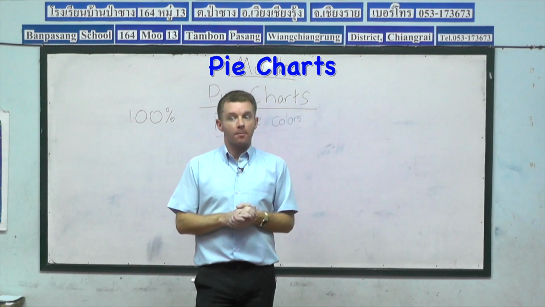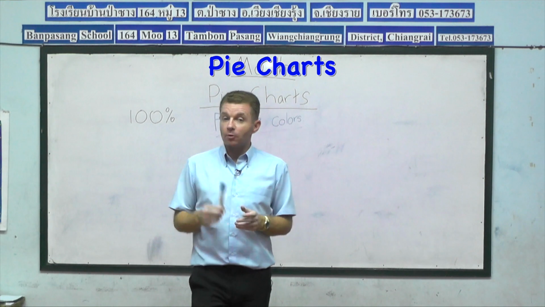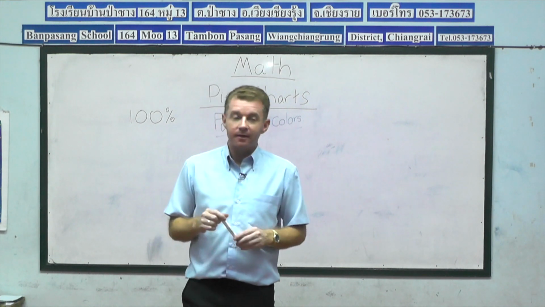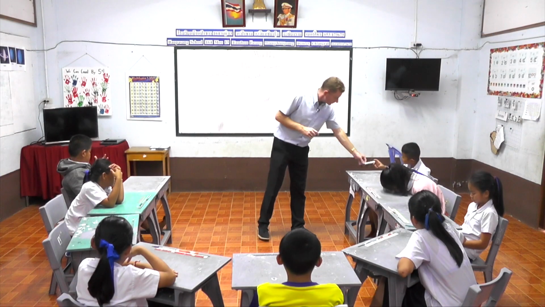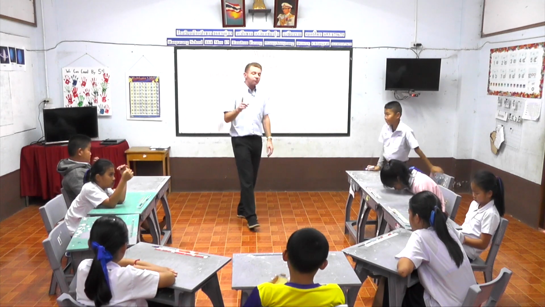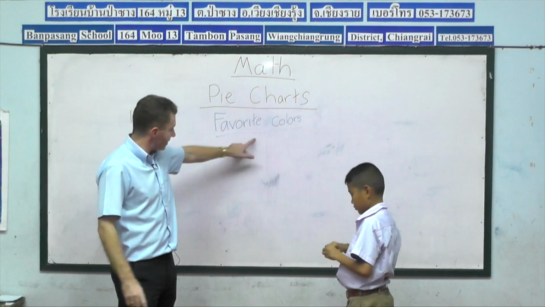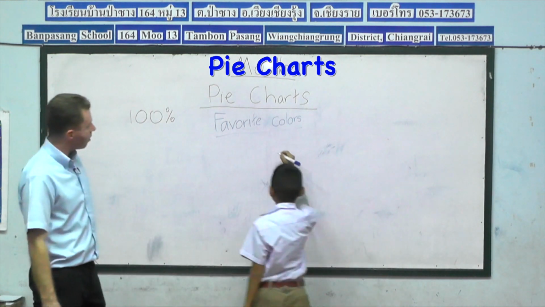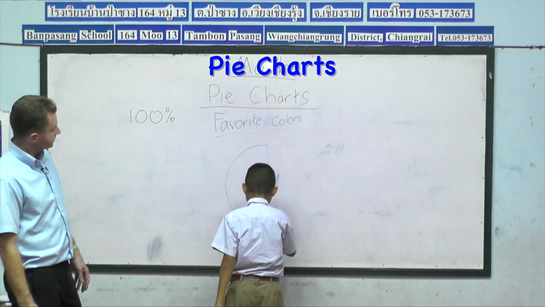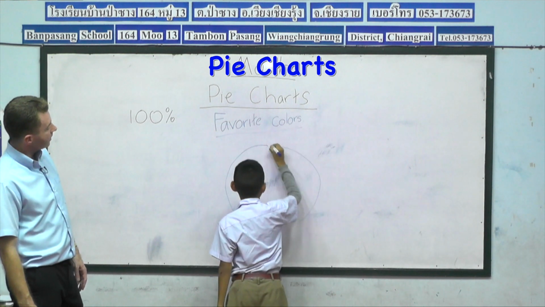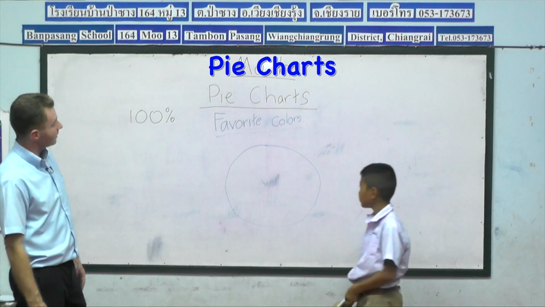So now we need our pie. And to demonstrate what a pie chart looks like in the beginning, I will invite Bangpon to come and join me at the front. So what shape is a pie, guys? Circle. So Bangpon, can we have a big circle in the middle of our whiteboard? Brilliant. That's excellent. Well done, Bangpon.